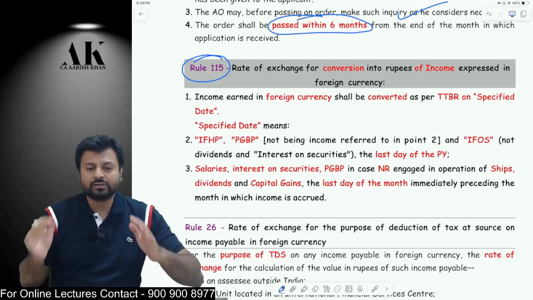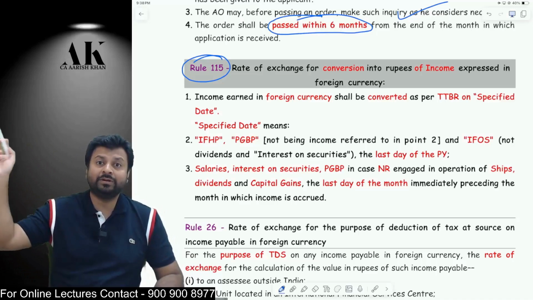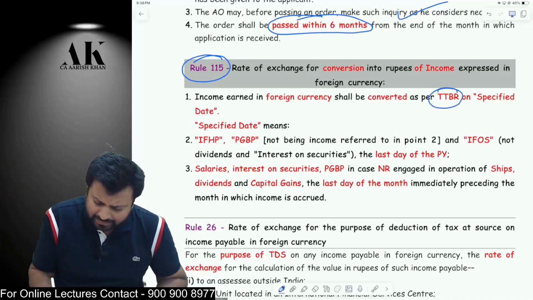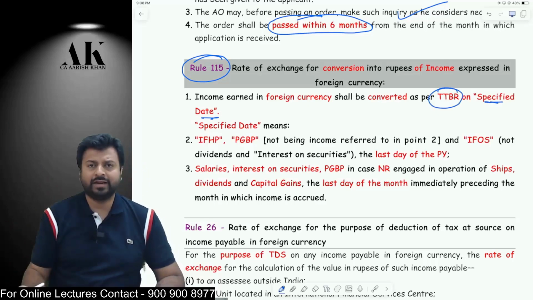Now, what is this rule 115? If you are earning some income in foreign currency, how will you convert that into INR? You will take TTBR on the specified date. But what is the specified date? Now, the specified date is different for different categories of income.